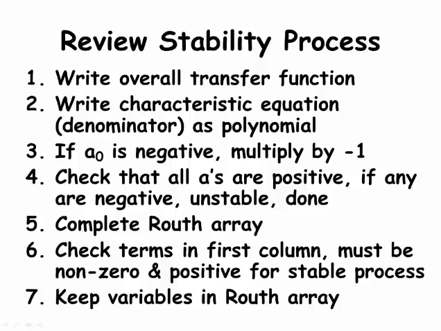This slide summarizes the steps for using the Routh stability criterion. Write the overall transfer function. Write the characteristic equation as a polynomial. If A0 is negative, multiply through by -1. Check that all A's are positive. If any are negative, the process is unstable and you are done. Complete the Routh array, fill in the A coefficients, and calculate B's, C's, and D's as needed. Check terms in the first column. They all must be non-zero and positive for a stable process. Keep variables in the Routh array.